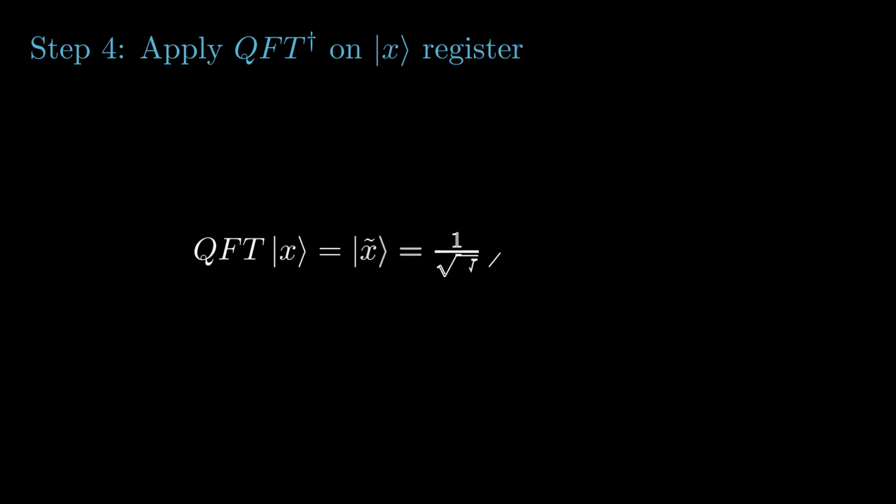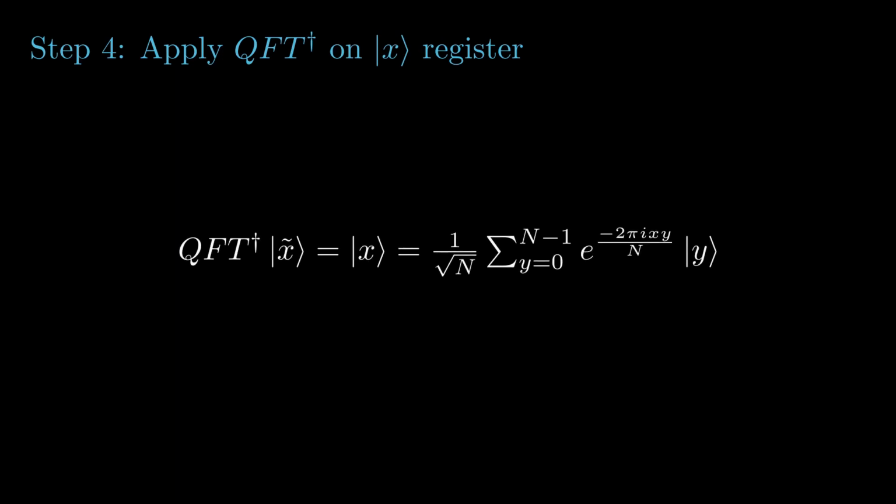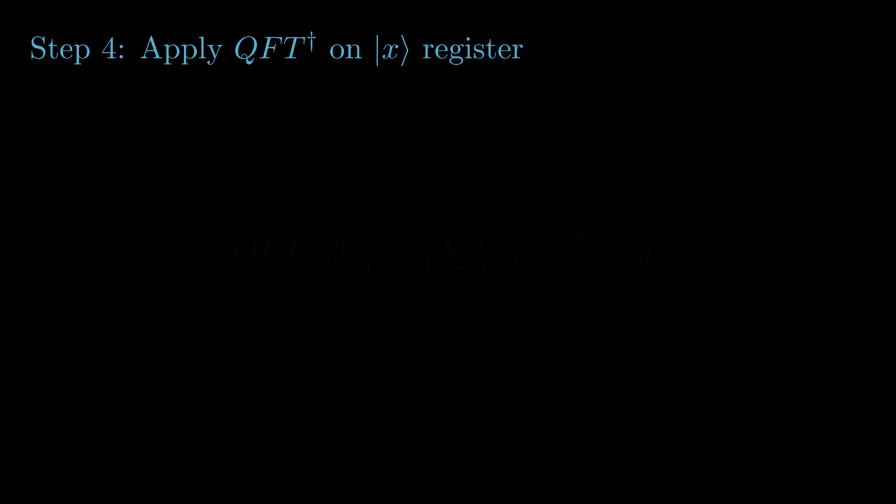Our next step is to apply the inverse Fourier transform on the x register. The quantum Fourier transform is defined as follows. The inverse quantum Fourier transform is created by taking the conjugate transpose of the quantum Fourier transform. So what we've done at this point is apply some Hadamard gates and the U-rotation box that implements a to the x mod n.